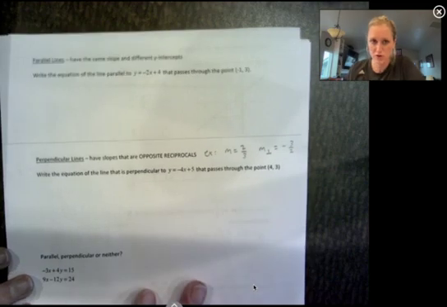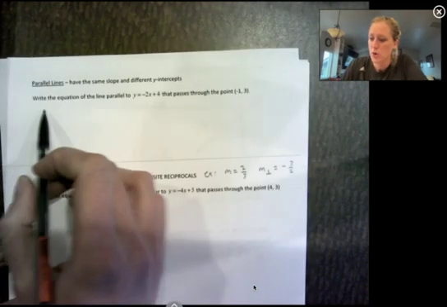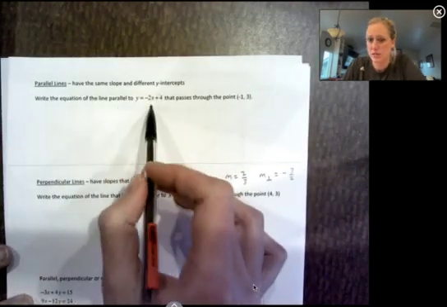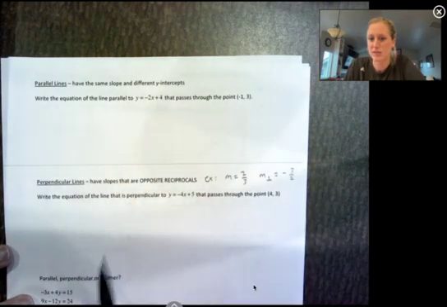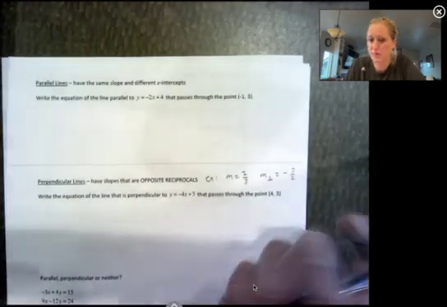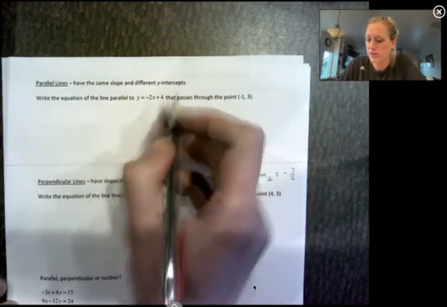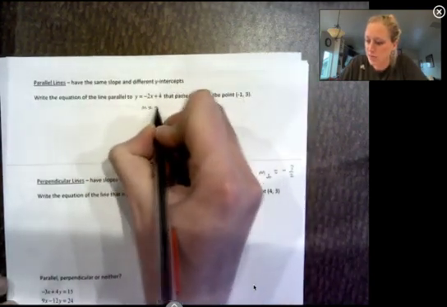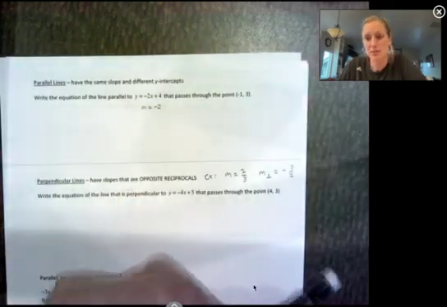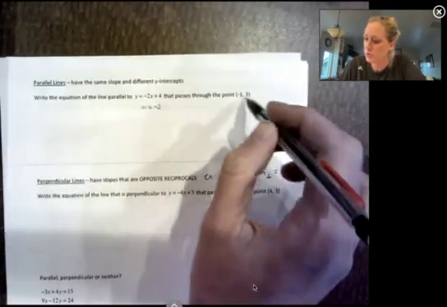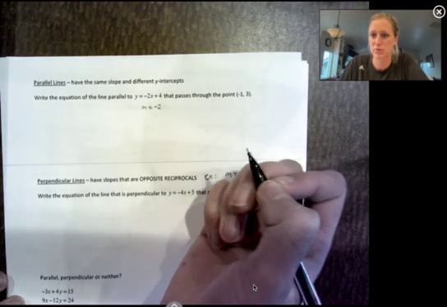Okay, so let's go back to parallel lines. Write the equation of a line parallel to this one that passes through -1, 3. So the first thing I want to identify is what is the slope. So the slope of this line, it's in slope intercept form, so my slope is just -2. So I need to make sure I have that same slope, and I want it to go through this point, so I have enough to write the equation of a line.